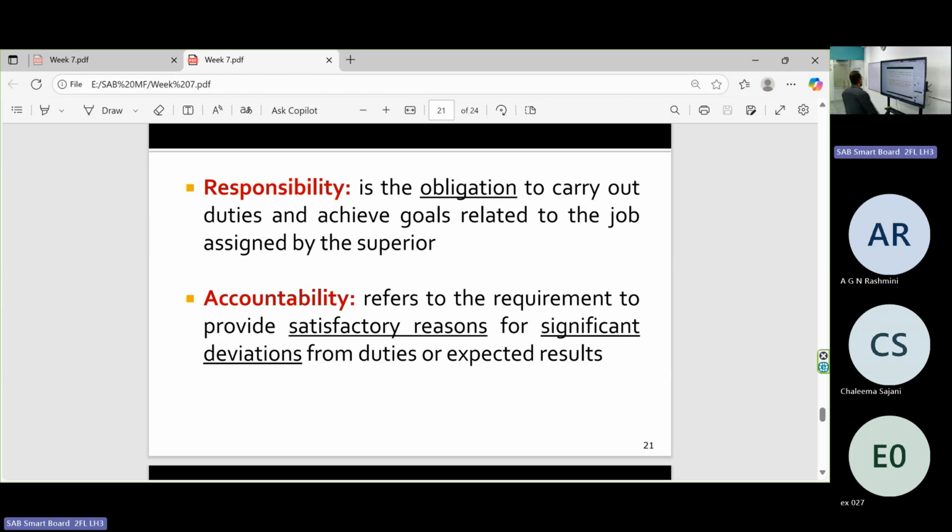That's accountability. It's more than the authority and the responsibility. As a student, you can enter here. You have the authority as a registered student, and you have the responsibility to attend the class. But if you make differences, you should be accountable.